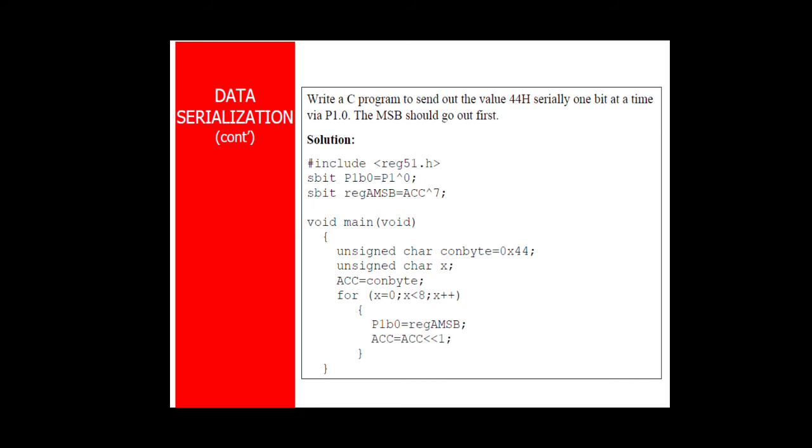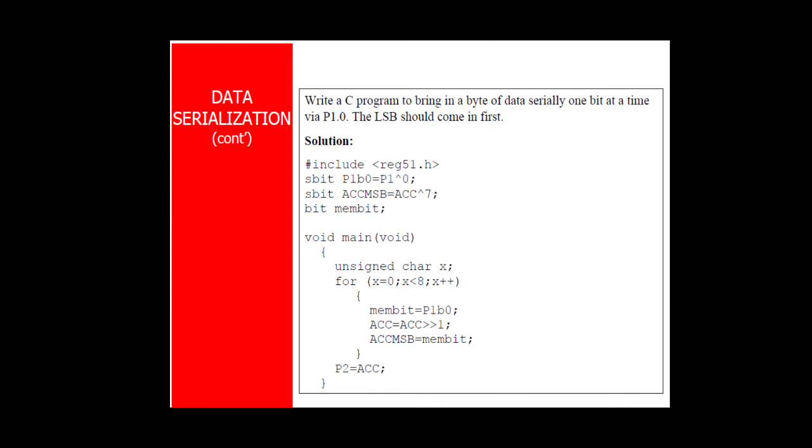We have to refer to the MSB of the accumulator, and in the previous program we had referred to the LSB of the accumulator. That is one change. And inside the for loop we have to use the left shift operator. These are the two changes we need to make. Let us see the next program.